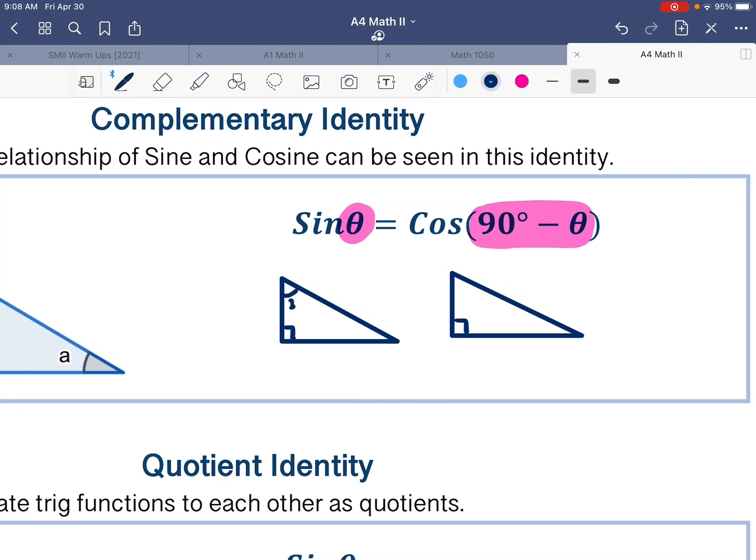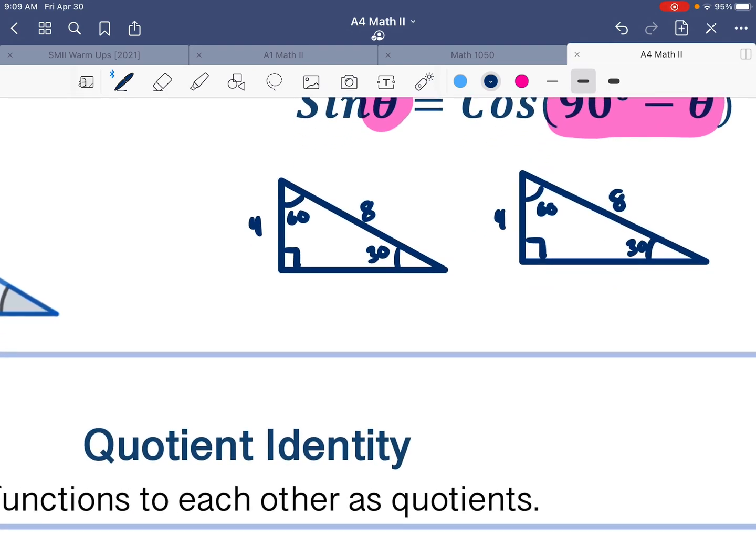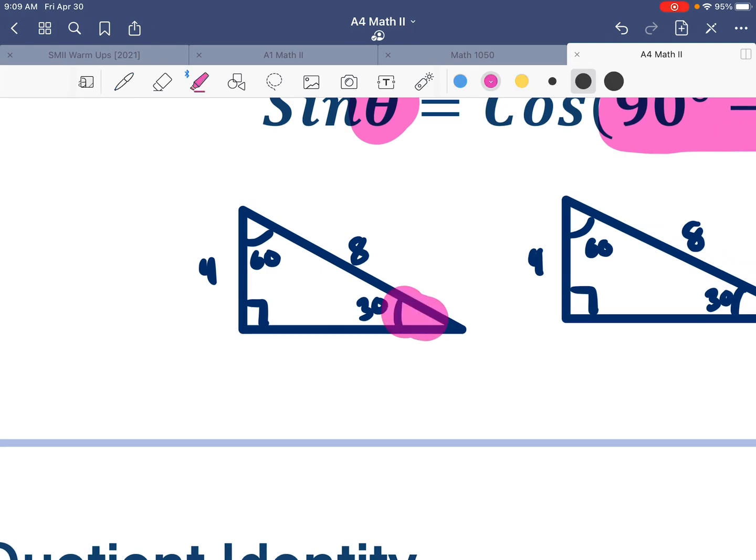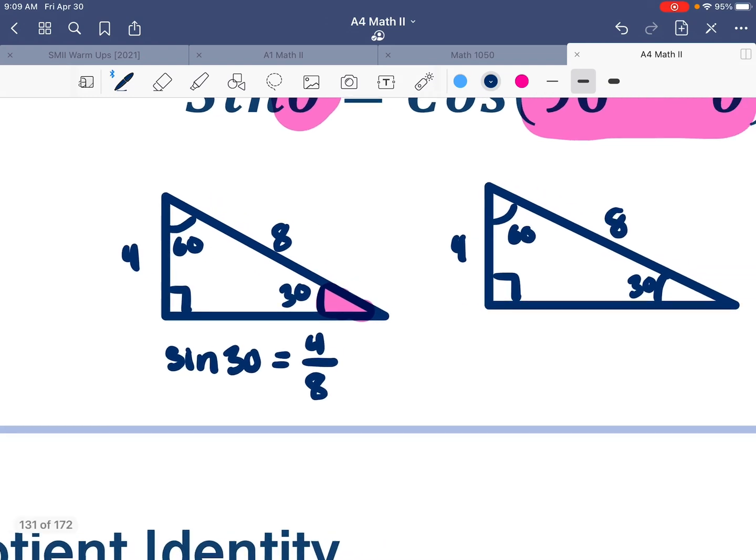We're going to say that this is maybe a 30, 60, 90 triangle, with angles 60 and 30, and this side is 4, and this side is 8. So say with me, we are going to find sine of this angle here, sine of 30. That would say sine of 30 degrees is equal to opposite over hypotenuse. So that's 8 over 4.